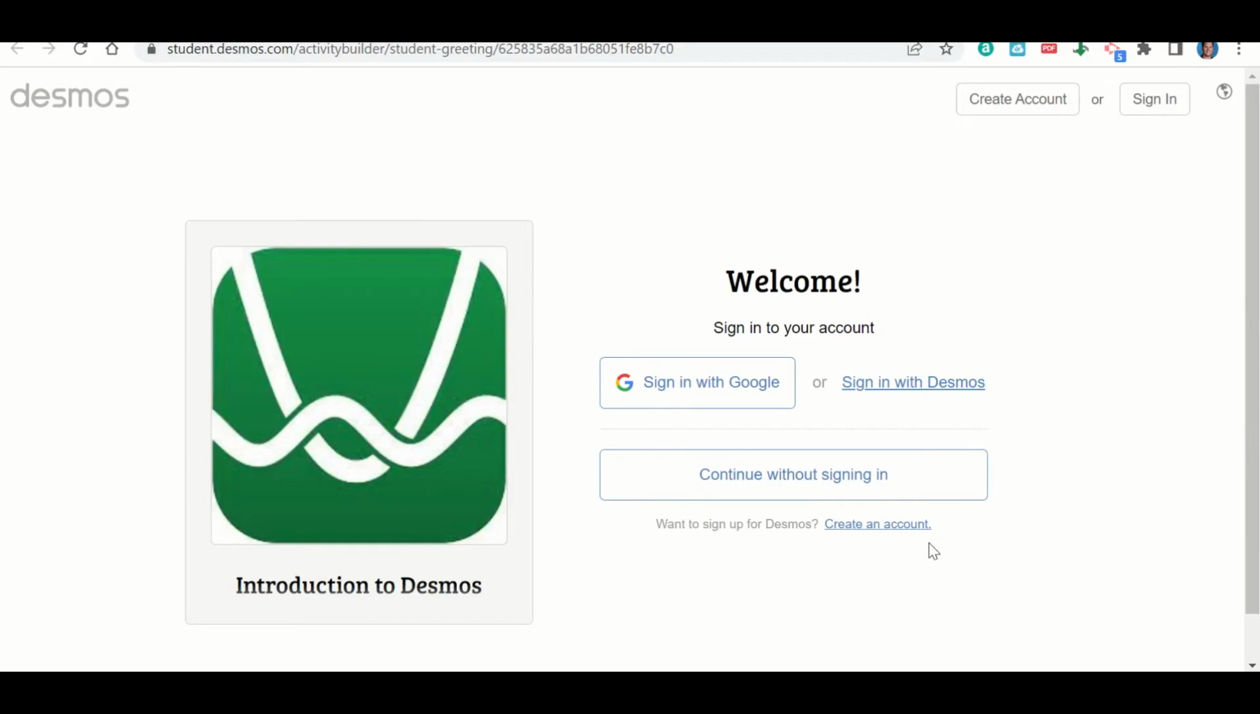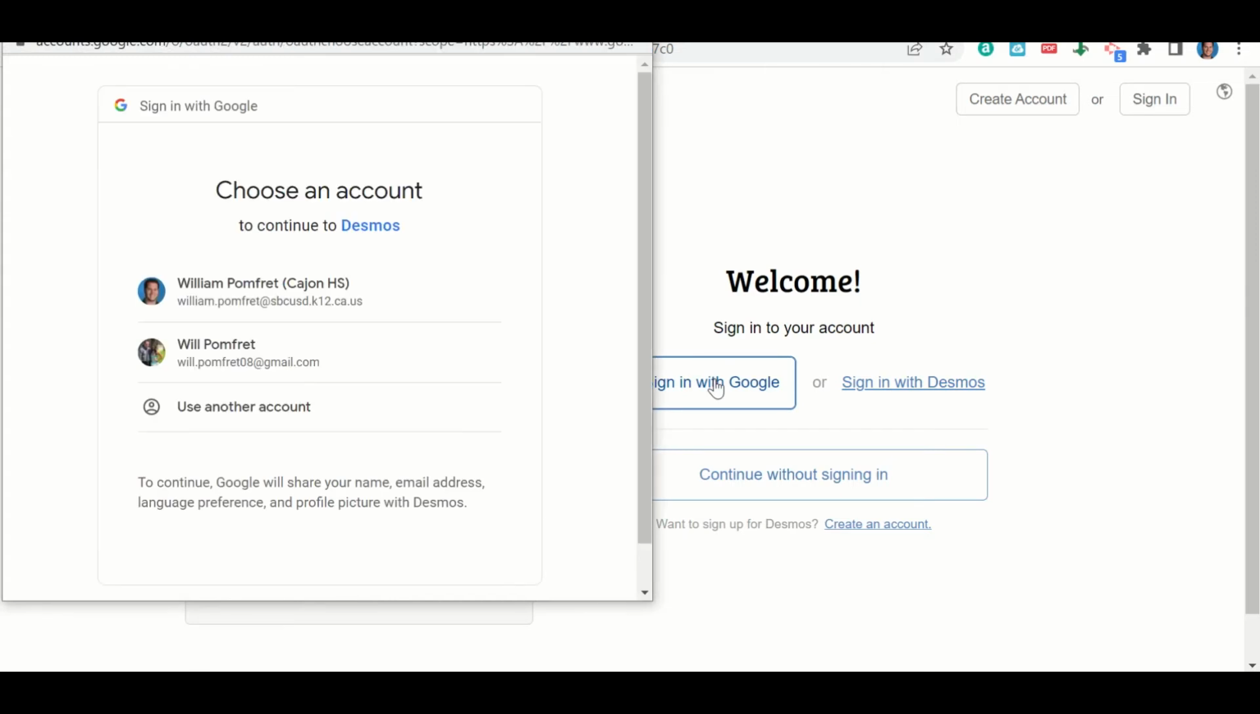What we're going to do is you're going to click on the link to go to the assignment, and it should take you to a page that looks kind of like this. And right here where it says sign in with Google, we're going to click there. And it's going to pop up with our email accounts.